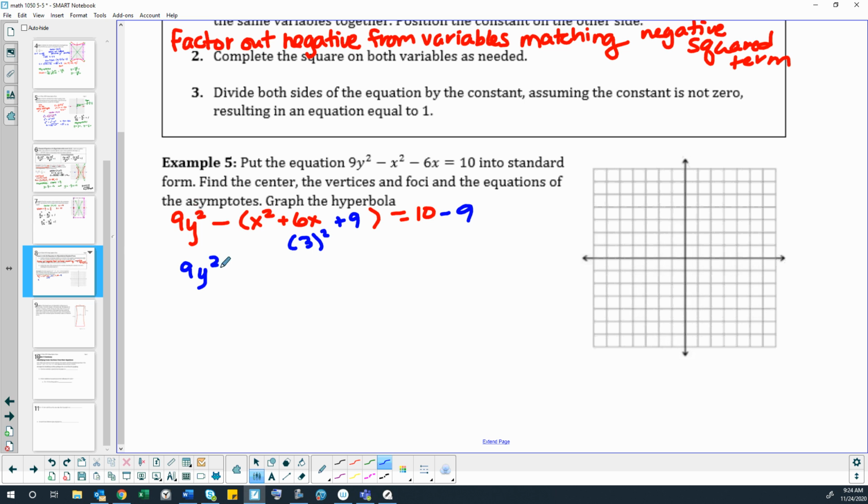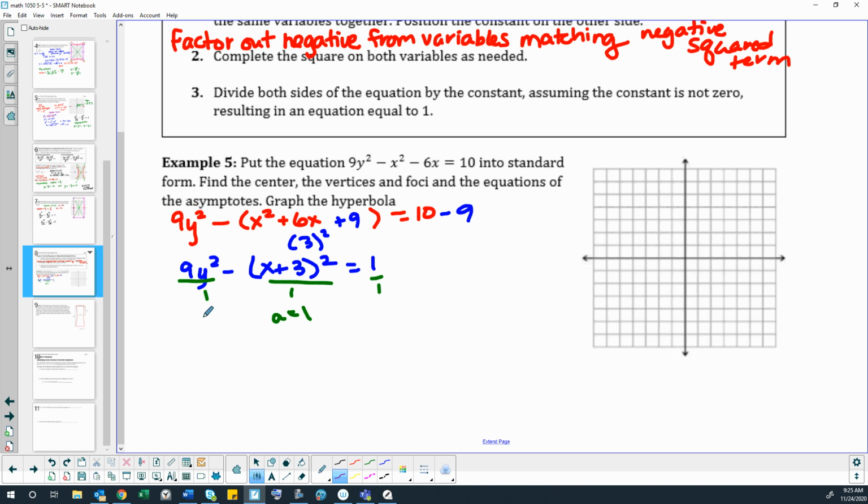This gives us 9y squared minus x plus 3 squared. So the number we got when we halved it is the number in our binomial squared, and then 10 minus 9 is 1. So at this point we would divide everything by 1, but that feels really pointless, right? Because that doesn't really do anything. We already have a 1 on the right, so it says divide by the constant. That's just to kind of start getting us the feel of having those fractions in there. We need that 1 here so that we know what a is, because a is going to be 1, right? But b, don't we need a coefficient of 1 right here? So we've got to do some tweaking here.